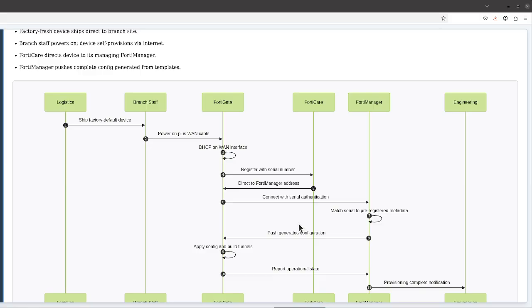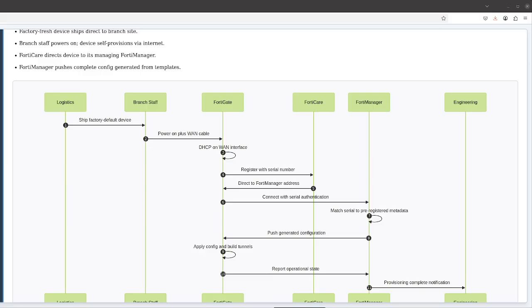The FortiGate applies the configuration and attempts to bring up its IPsec tunnels to the assigned hubs. The tunnels come up, BGP sessions establish, and within minutes the device is a fully functional SD-WAN spoke with complete routing visibility to the enterprise fabric. FortiManager then sends a notification to the engineering team indicating that the device has successfully provisioned. The engineering team verifies operational health in a dashboard, and the branch is ready for business use.